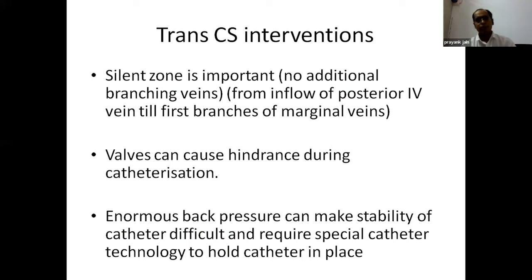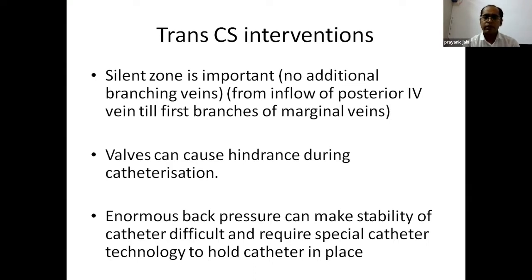So when we use the coronary sinus to cannulate and occlude it by balloon techniques, which we'll be discussing in some time, there is a silent zone of the coronary sinus which is important. Whenever we cannulate the coronary sinus, we have to put the balloon in this silent zone. So what is the silent zone? The silent zone is where there are no additional veins inflowing into the coronary sinus. So it is a relatively branch-free part of the coronary sinus.